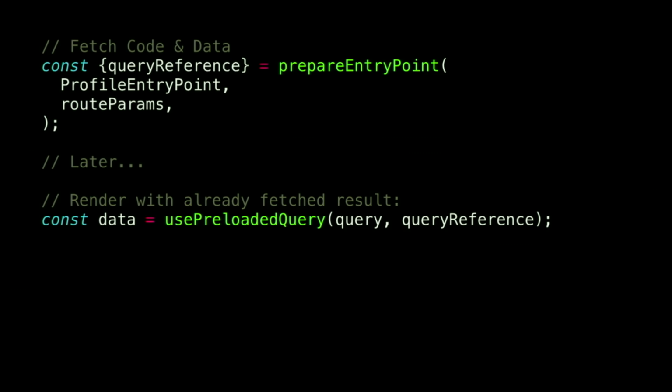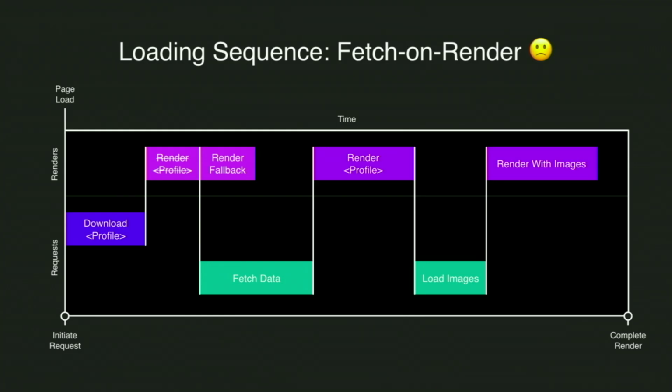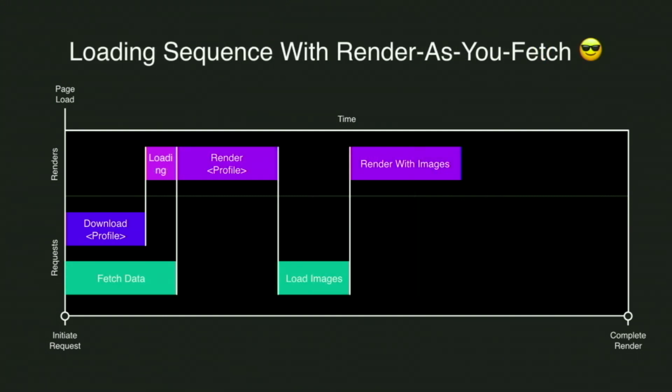So let's look at how that affects the loading sequence. Before, we did download code, then start rendering, then start fetching. Now we can download code and data in parallel, and hopefully show a result to our users much earlier.